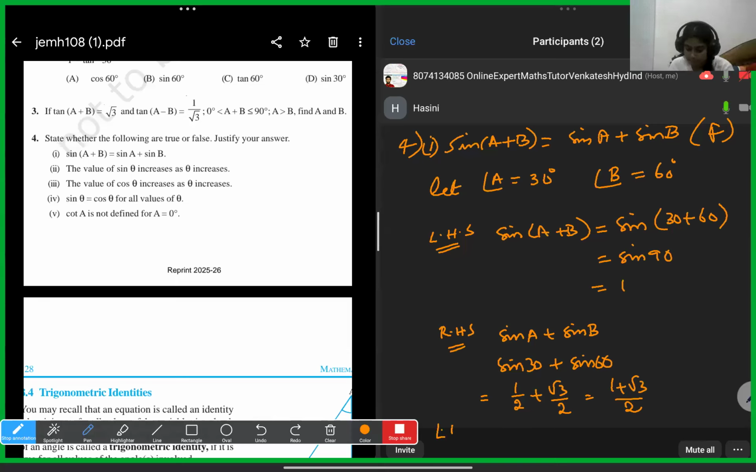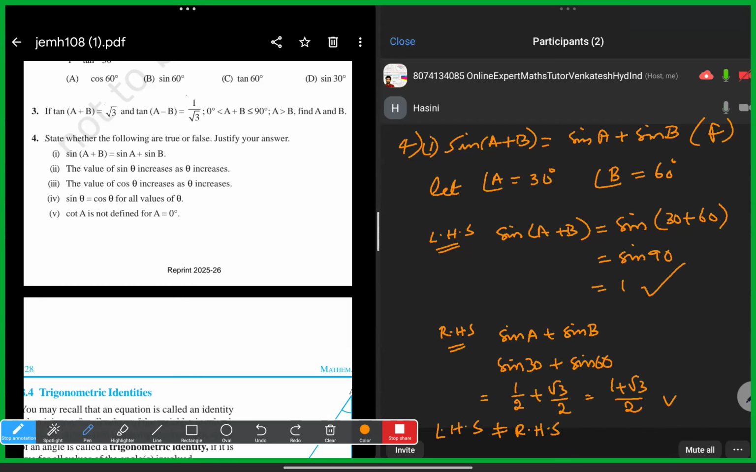So LHS is clearly not equal to RHS, Hasni, because in LHS we got 1 and in RHS we got 1 plus root 3 by 2. So it's false.